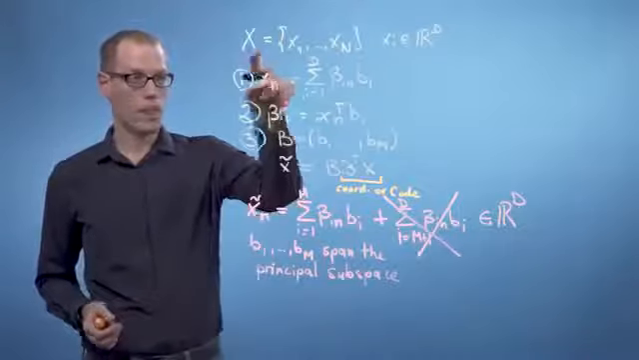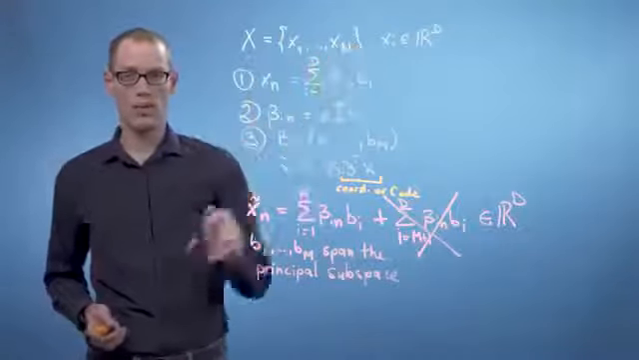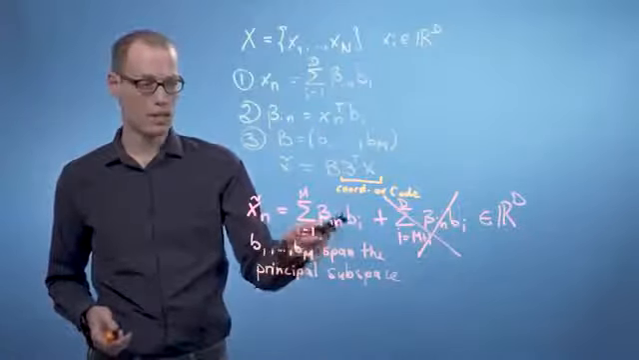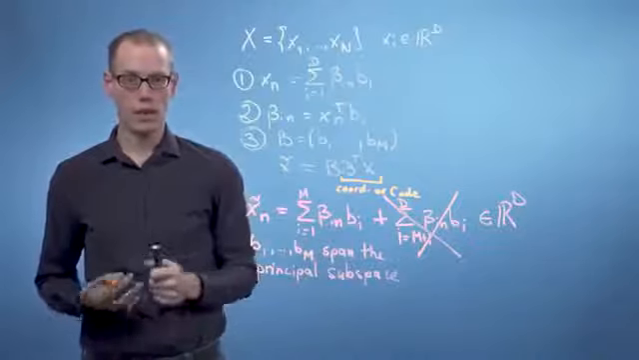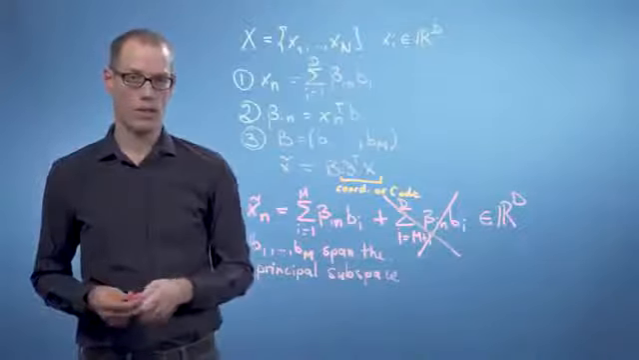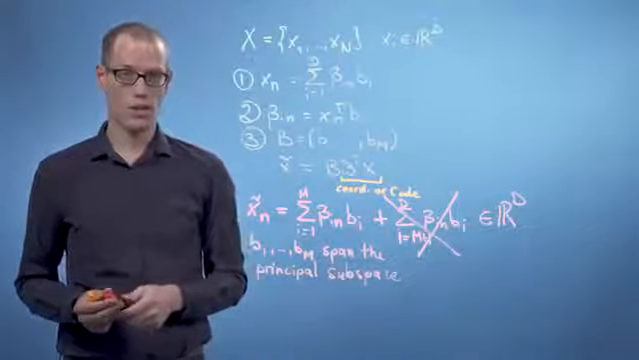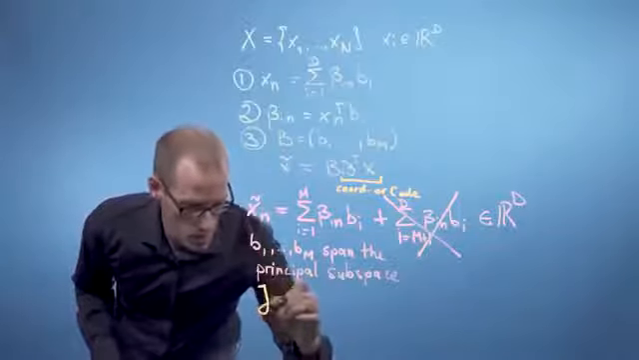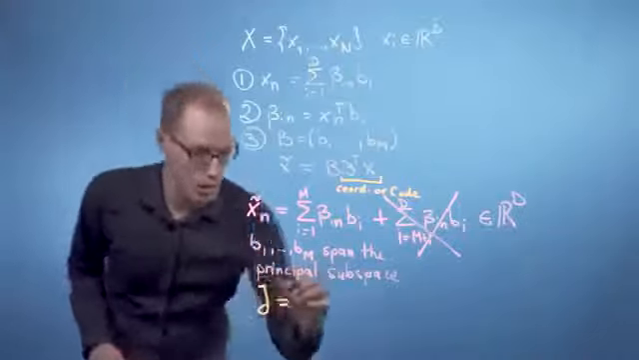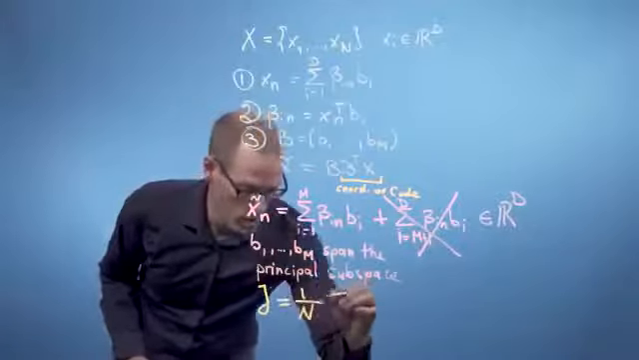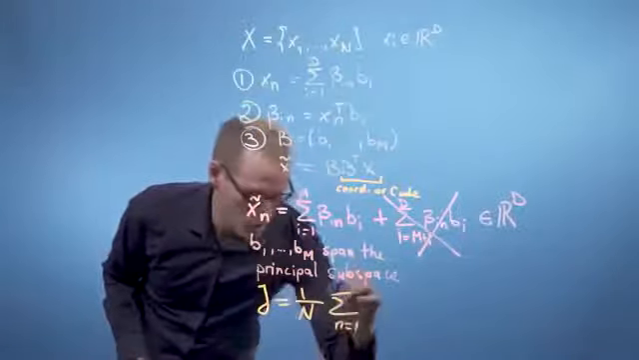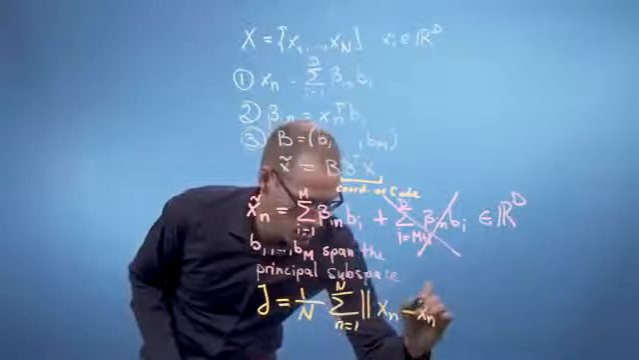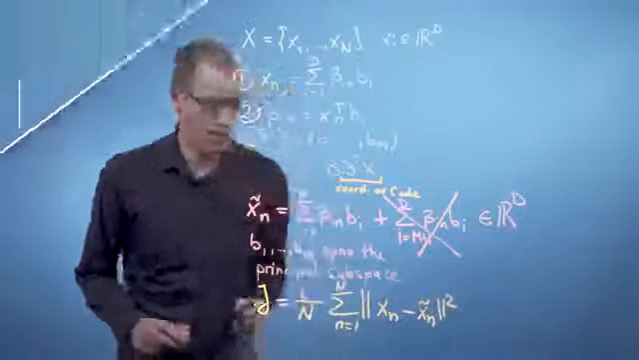Assuming we have data x_1 to x_N, we want to find parameters β_in and orthonormal basis vectors b_i such that the average squared reconstruction error is minimized. And we can write the average squared reconstruction error as follows. We can write J, that's the average squared reconstruction error, as 1 over N times the sum n equals 1 to N of the squared norm of x_n minus x̃_n.